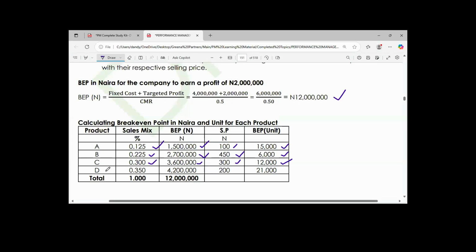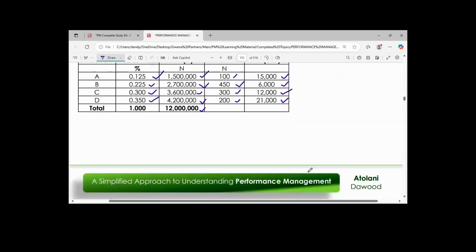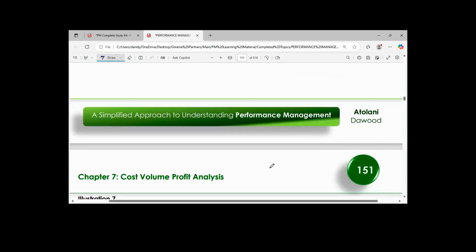I'm done with that. I will then move to D. 0.35 multiplied by 12 million will give us 4.2 million. 4.2 million divided by 200 will give us 21,000 units. That is the end of the question.